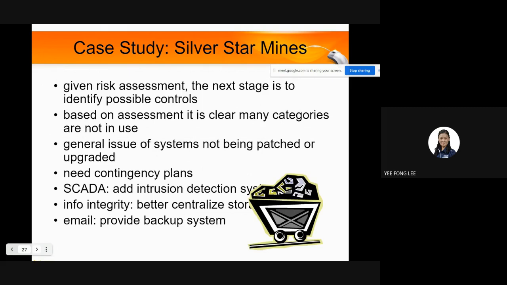They could be isolated from the firewall and the application proxy server, and also from the wider corporate network as well. So this case study shares with us the type of risk and the type of control that needs to be done.